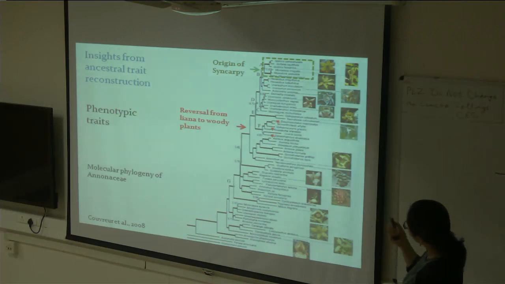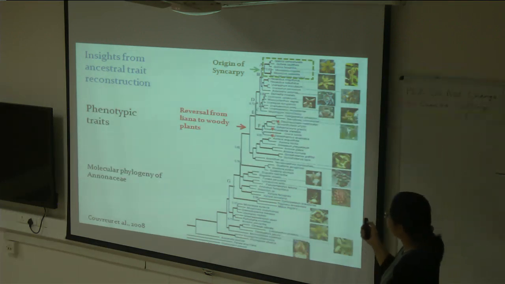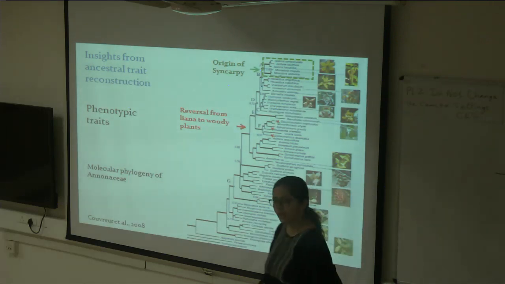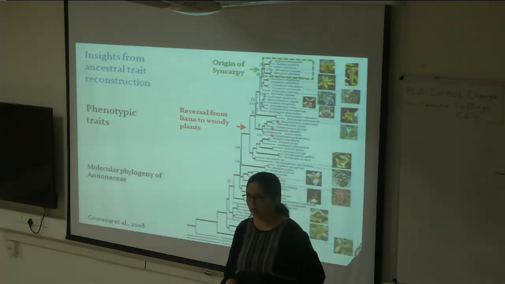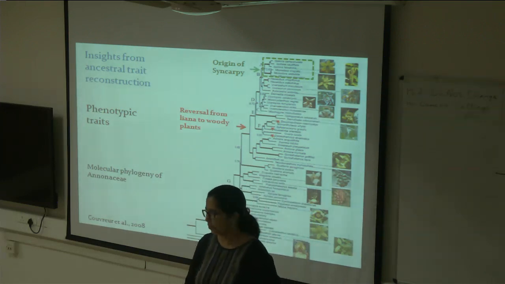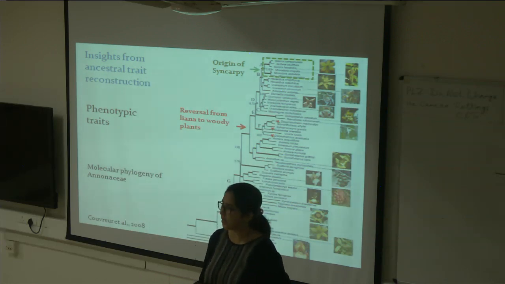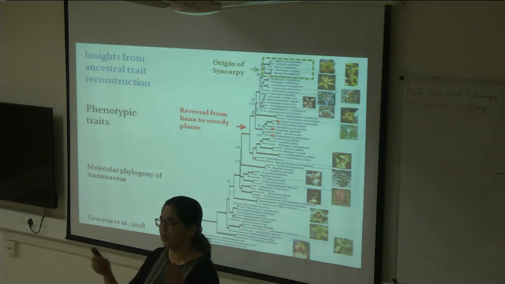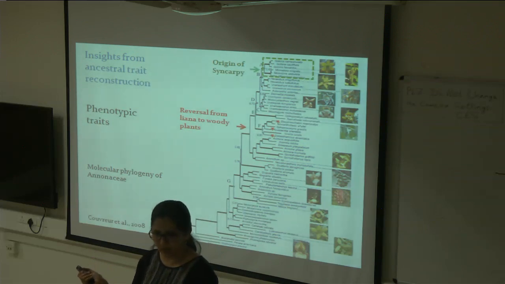Yet another example, plants. Here they were interested in understanding how syncarpy has evolved. Do any of you work on plants? What is syncarpy? Fusion of the carpels. And people have been interested in this particular trait to think about how syncarpy has evolved. Was the fusion an ancestral trait, and then you had multiple individual carpels?